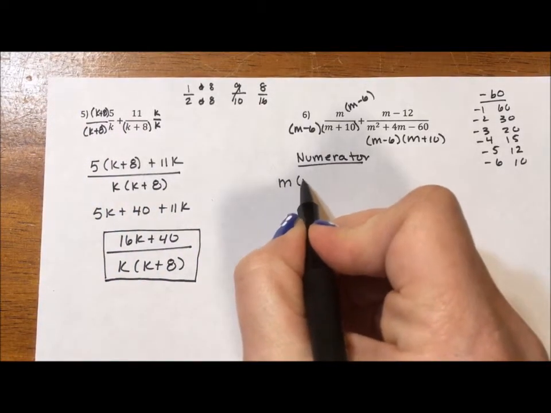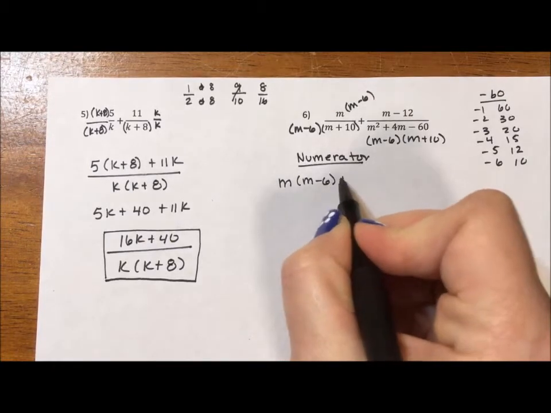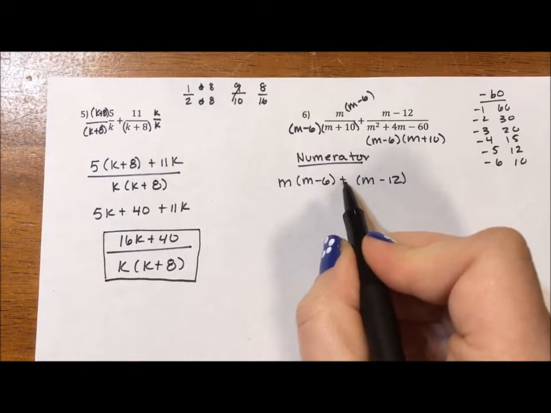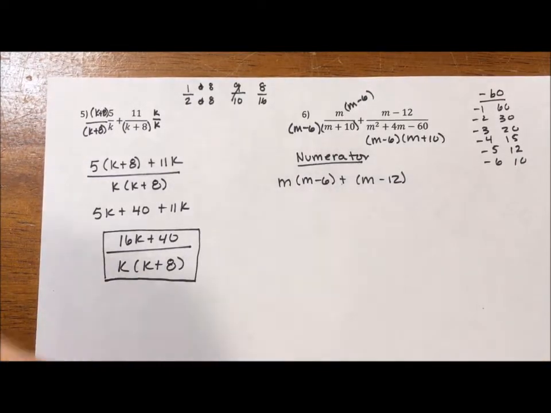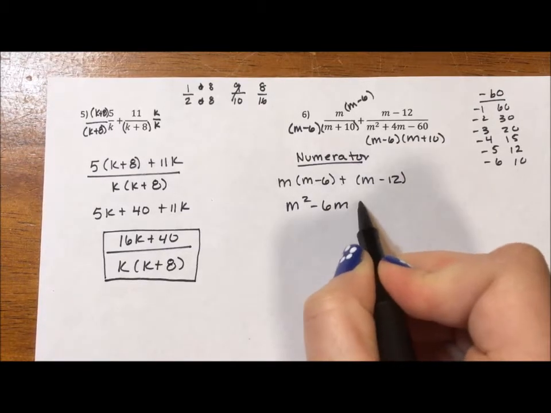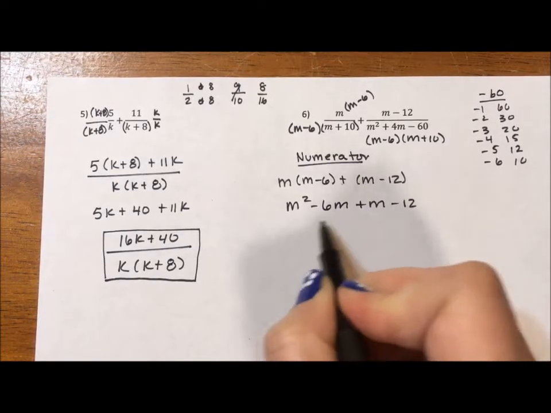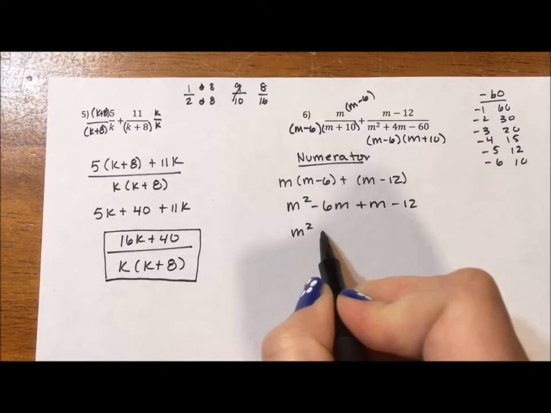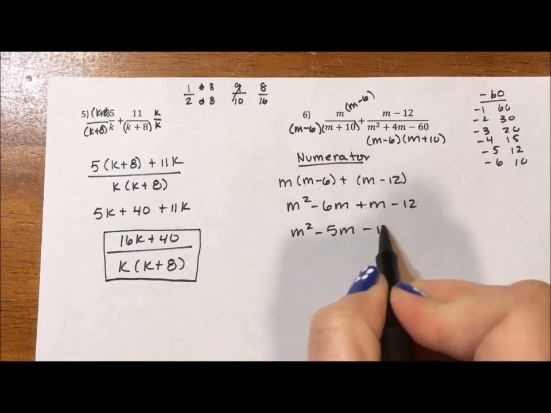So m times m minus 6 plus m minus 12. And I put it in parentheses. It doesn't need it because of the plus, but if it was a minus, it would need it. And so always do parentheses. It doesn't take any extra time, and it ensures more success. Okay, m squared minus 6m plus m minus 12. Ooh, I should have put the plus m down here. m squared minus 5m minus 12.